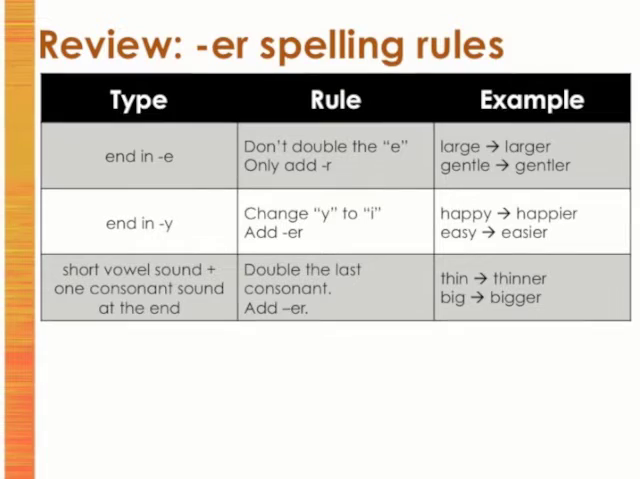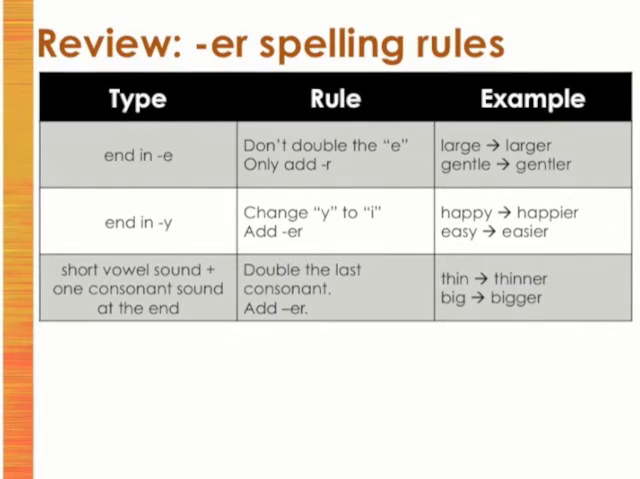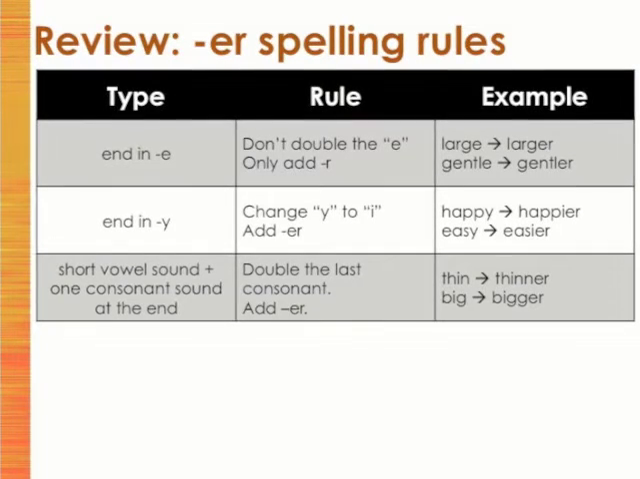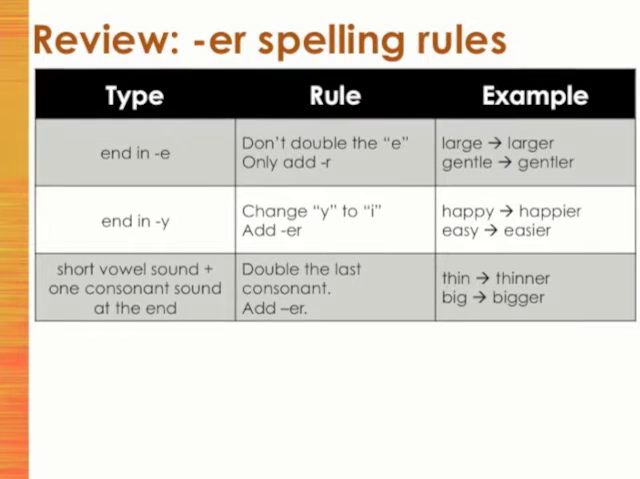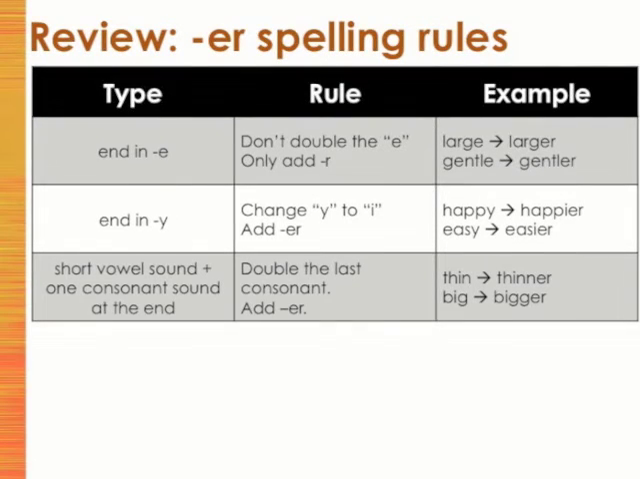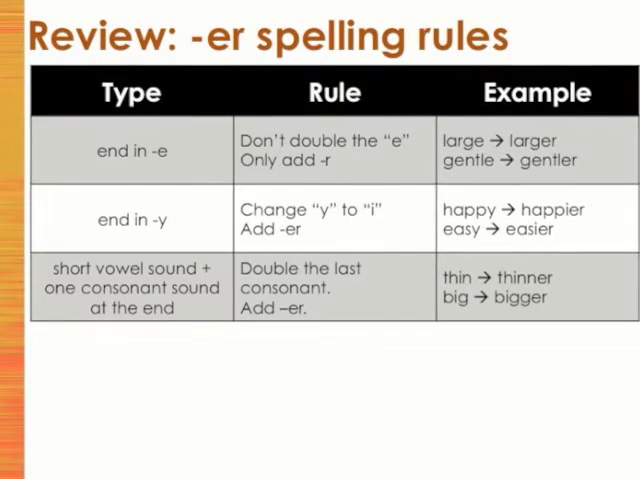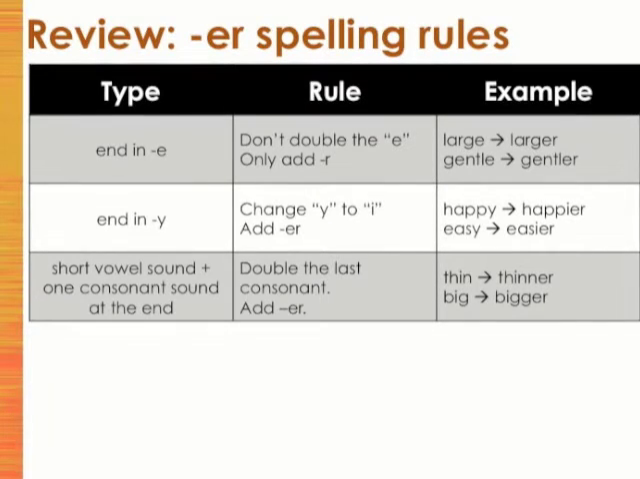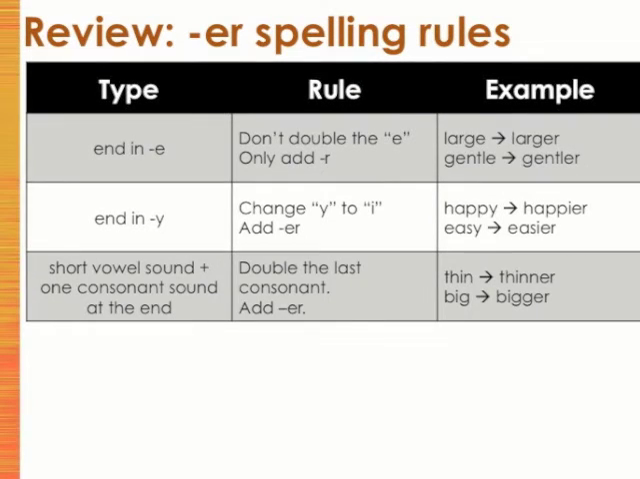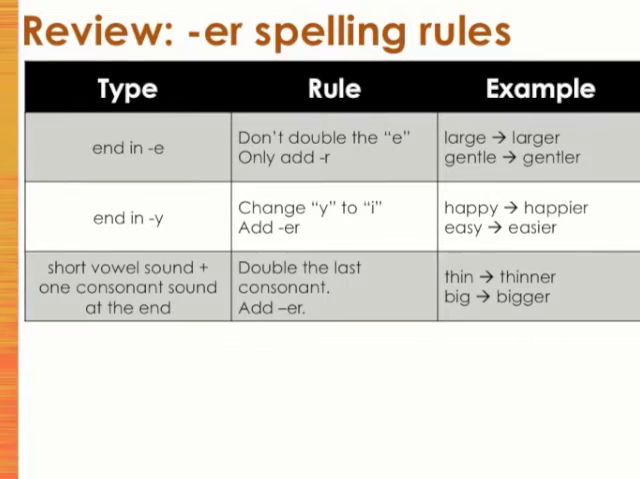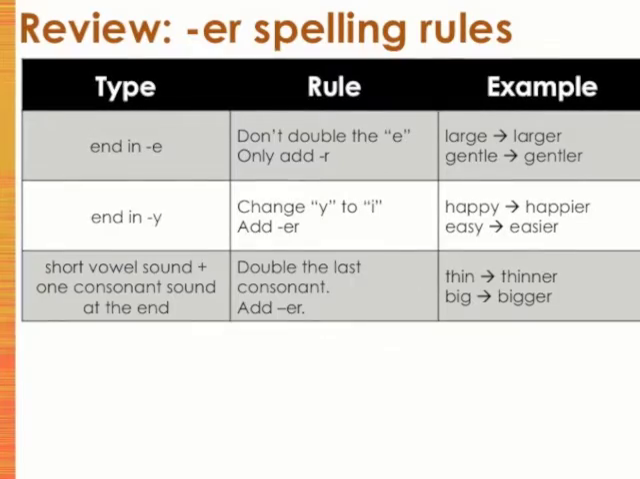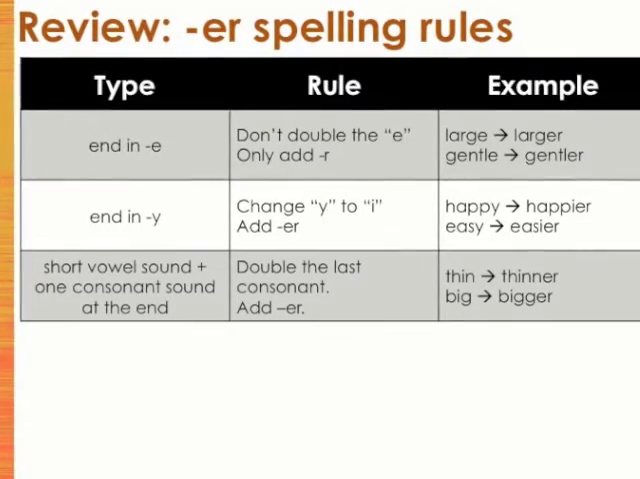Alright, here are the spelling rules for ER. If it ends in E, you don't double the E, you just add R. So large becomes larger, gentle becomes gentler. Both of those only have one E at the end. If it ends in a Y, you change the Y to I, and then you add ER. Happy becomes happier, easy becomes easier. Both of them, instead of the Y, have an I. If you have a short vowel sound and a consonant sound at the end, you double the last consonant and then you add ER. Thin becomes thinner, big becomes bigger.